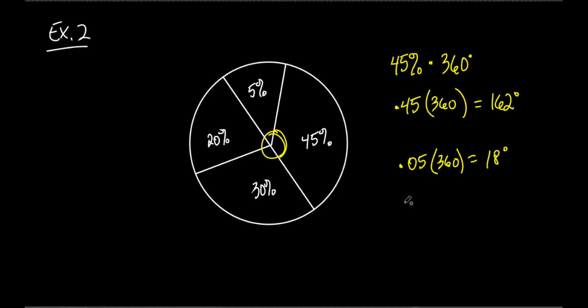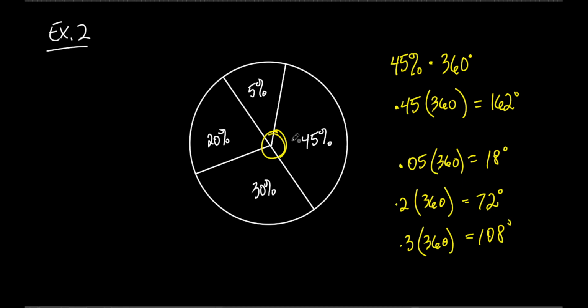Let's do another one. The 20%. What's that as a decimal? 0.2. Okay. Or 0.20. It doesn't make any difference. Of what? 360. And that would be 72 degrees. And we got one more, right? 30%, which is what? 0.3 times 360. And that gives you 108.